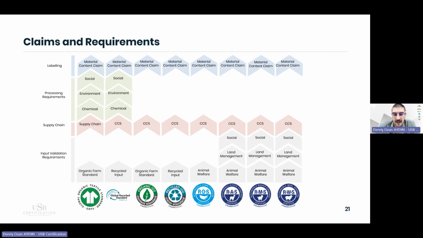As I mentioned previously, GOTS has its own supply chain requirements. It's similar to CCS, but under Textile Exchange, the supply chain requirements come from the CCS, Content Claim Standard. And for processing requirements, GOTS and GRS are similar. Under these standards, social, environmental, and chemical requirements have to be ensured. And the labeling of all of these standards is for material content claims generally.